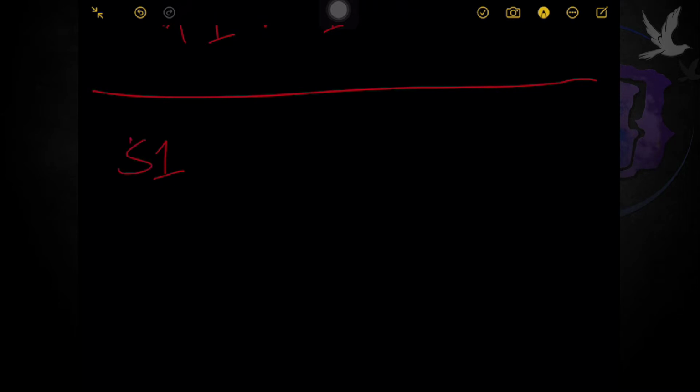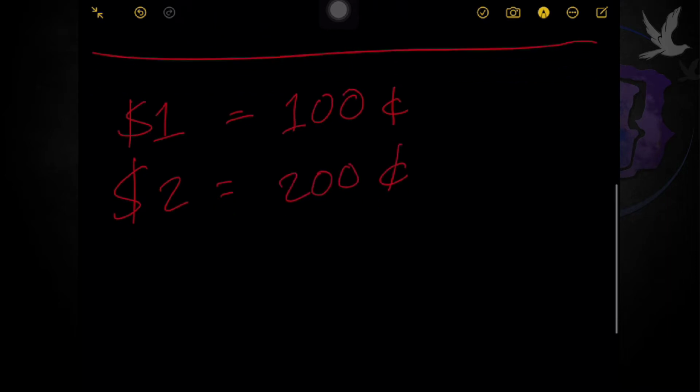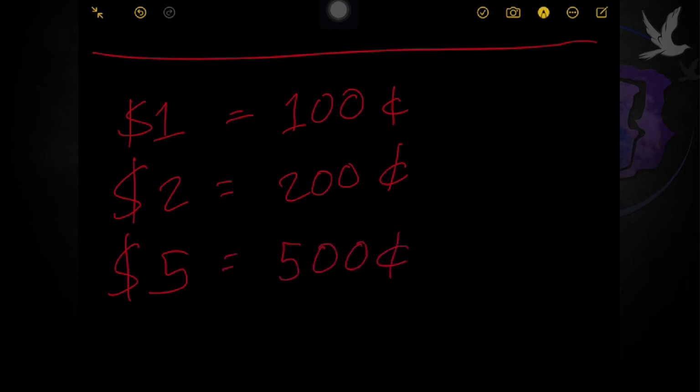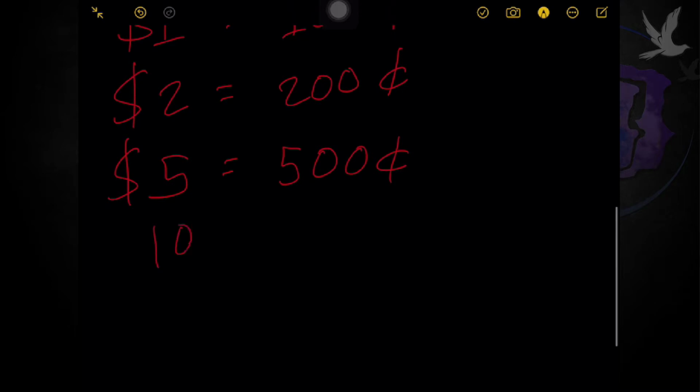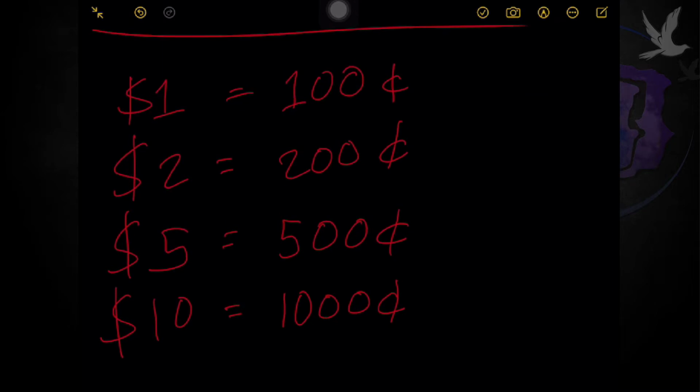Since $1 is equivalent to 100 cents, it means that $2 is equivalent to 200 cents. $5 will basically give you 500 cents. $10 will give you 1,000 cents. Now, Teacher Mark, what if we go smaller than $1?